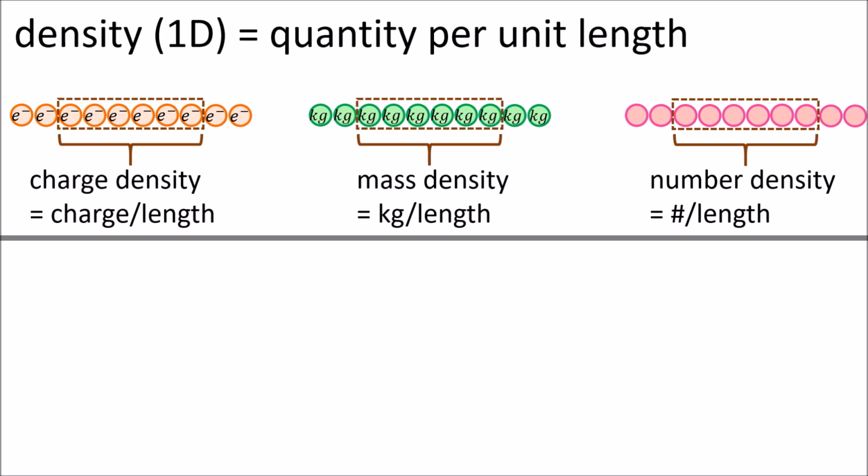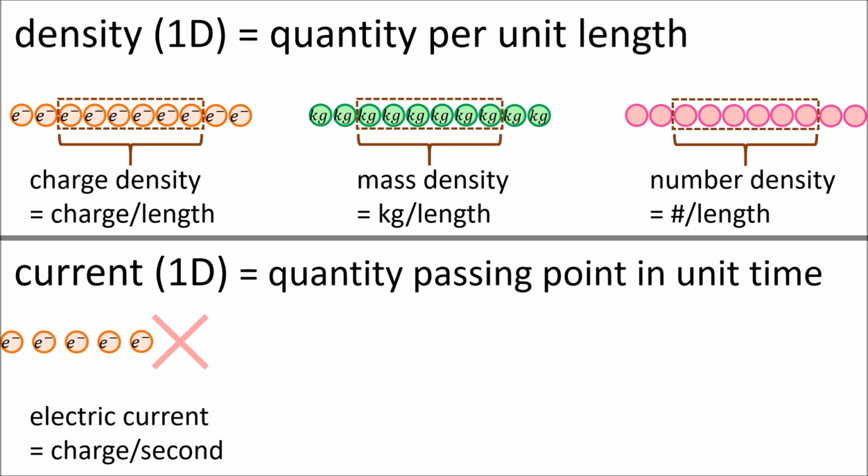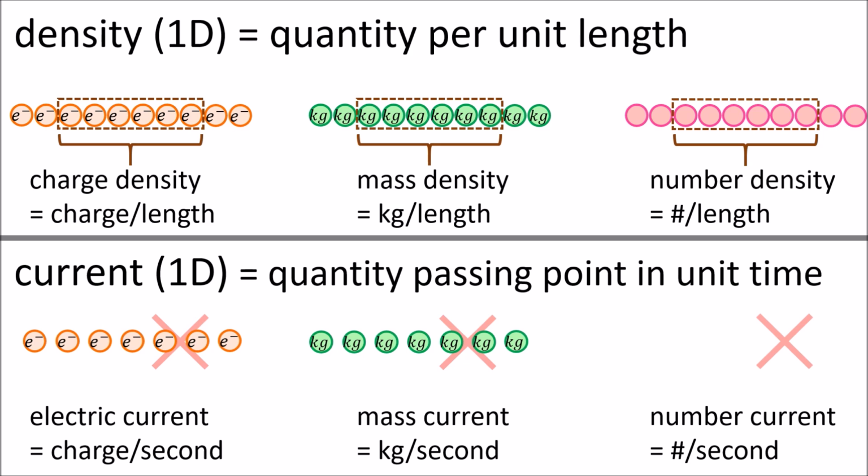Another important concept is one-dimensional current, which is the amount of something passing through a point in a unit time. For example, electric charge current is the amount of charge that passes this point per second. Mass current is the amount of mass crossing this point per second, and number current is the count of objects passing this point per second. Now, it seems like density and current are 2 separate concepts, but they're actually related.